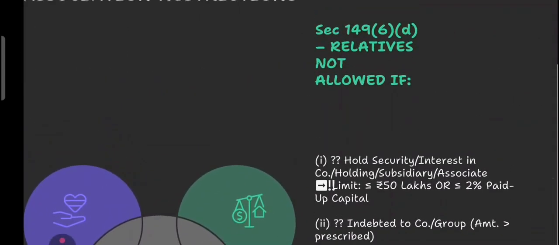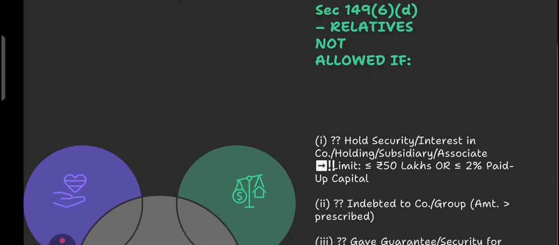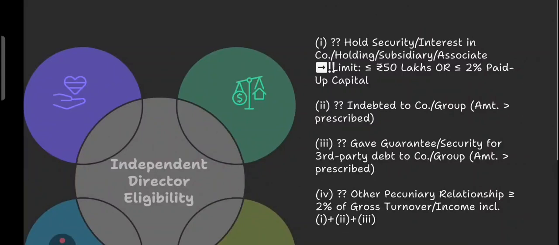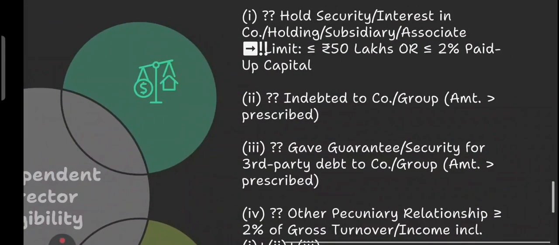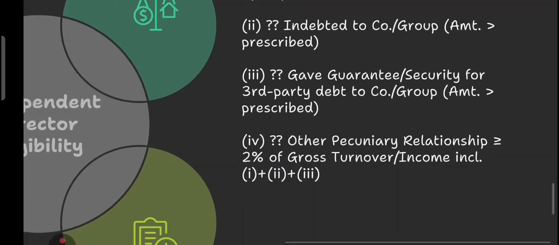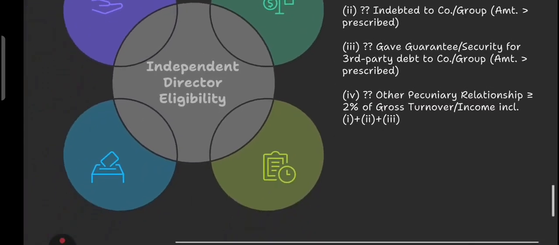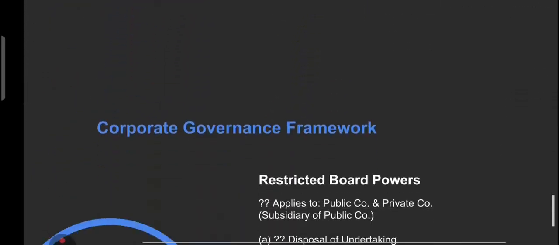And what is allowed? Let's see section number 149 subsection 6D. So residents are not eligible if they hold security or interest in the company or its group beyond 50 lakh or 2% of the paid up capital. Second point, if they are indebted to the company or its group above the prescribed limit, they are not allowed. If they have given or received guarantee for any loan from or to the company, or if they have any financial relationship over 2% of the group turnover. In short, an independent director must truly be independent, no close ties, no financial bias. Now, have a look at the corporate governance framework.